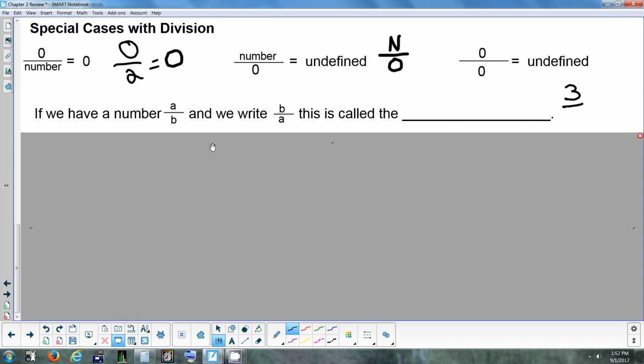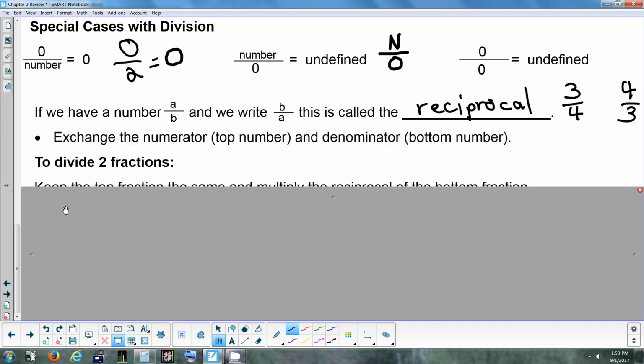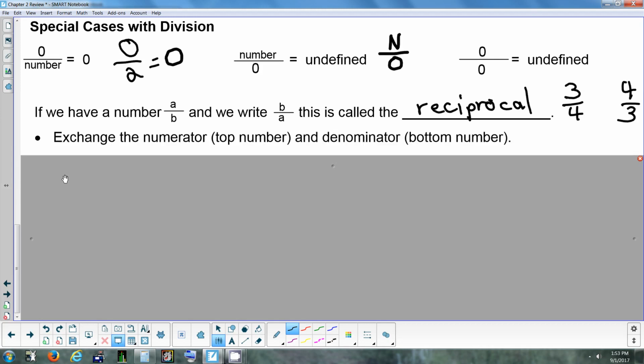Say if I had 3 over 4, and I flipped it, and I put 4 over 3. 4 over 3 is the what of 3 over 4? The opposite. Close. Say it, Joe. Reciprocal. So basically, reciprocal means just flip the fraction. So when you flip the fraction, it's called a reciprocal.